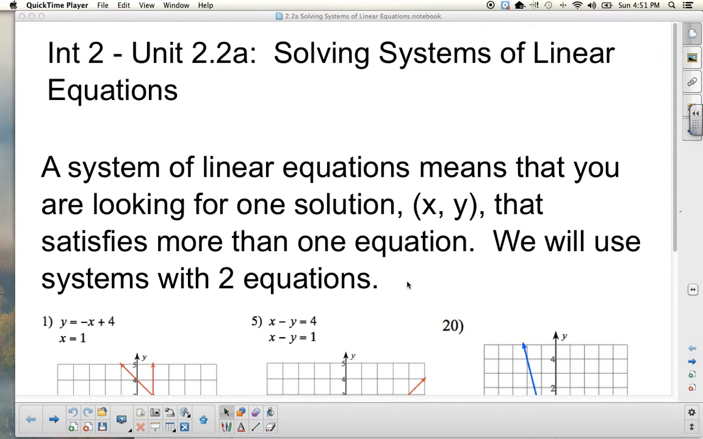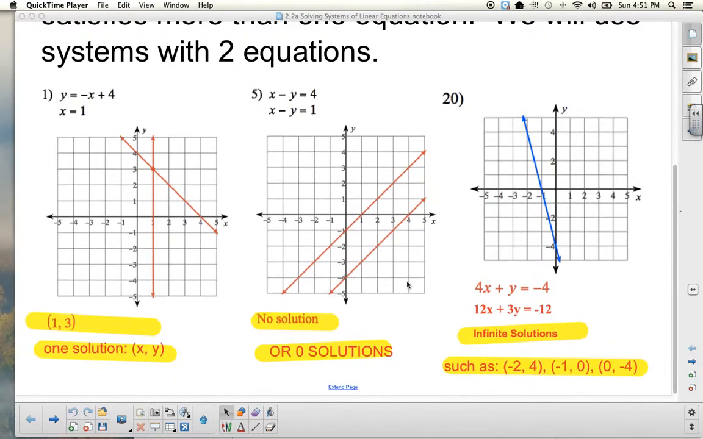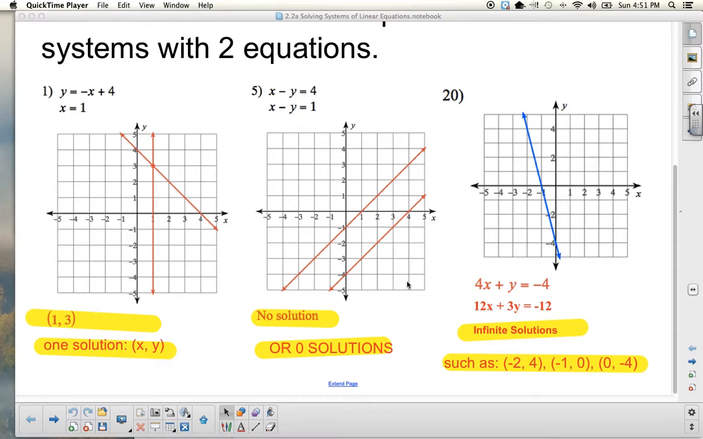The first thing I want you to know is that these are three examples of what you can get when you graph two different equations. In the first example here, number one, I graphed two lines and they crossed and met in a single point. And this point is pretty easy to identify on a graph. It's the point 1, 3. This is considered to be a one solution system, and the solution is the point 1, 3.